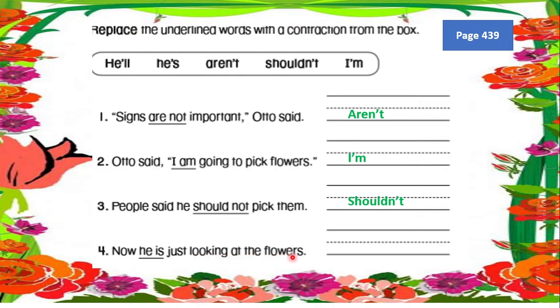What do we do? We remove the I in the word is. As I said, we remove I. So it becomes one word. He's. He's. This is the contraction form of he is.